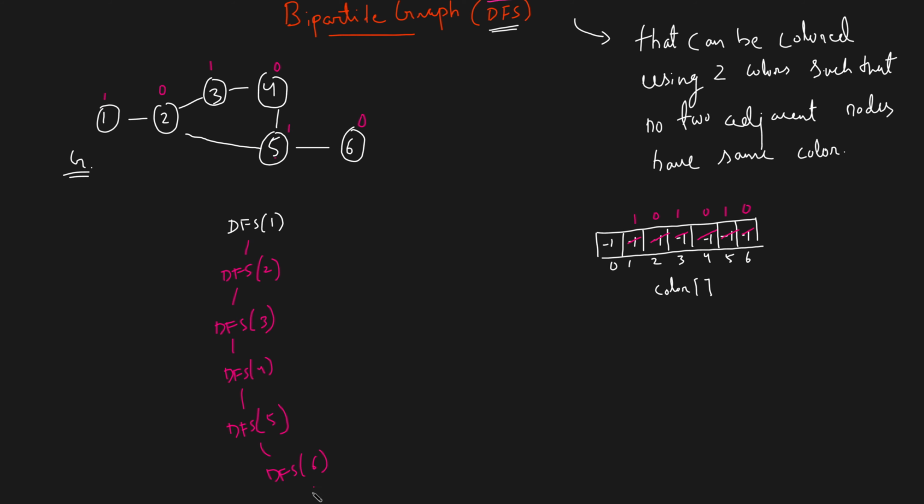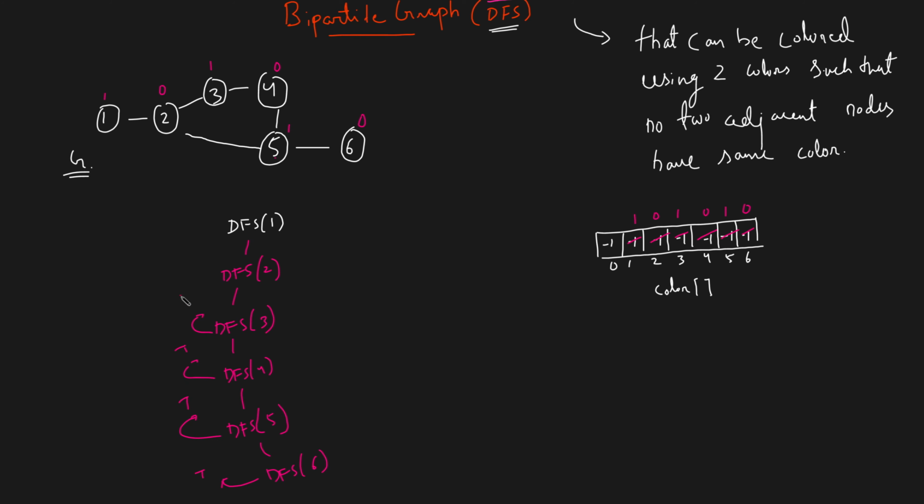So 6 doesn't find any other node that is not colored. So I can say I have completed the traversal in the direction of 6. So I can return. And I did not find any two adjacent nodes which are having the same color. So I can return a true. So this will return a true.